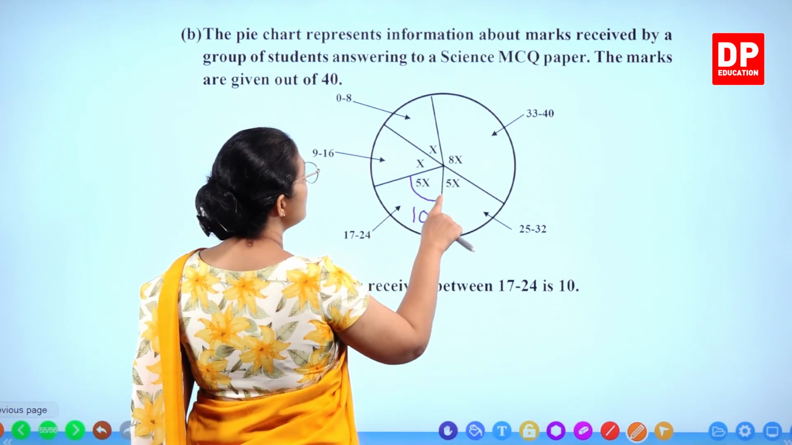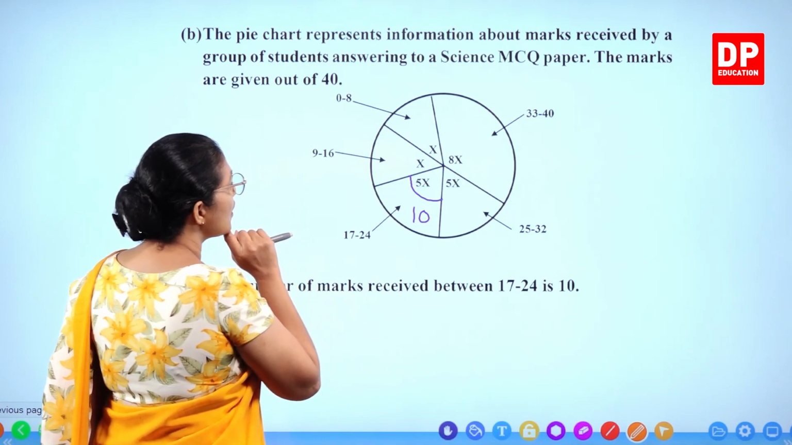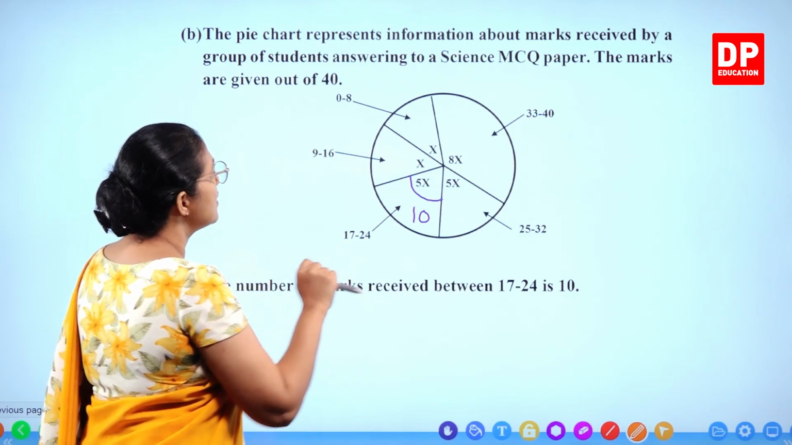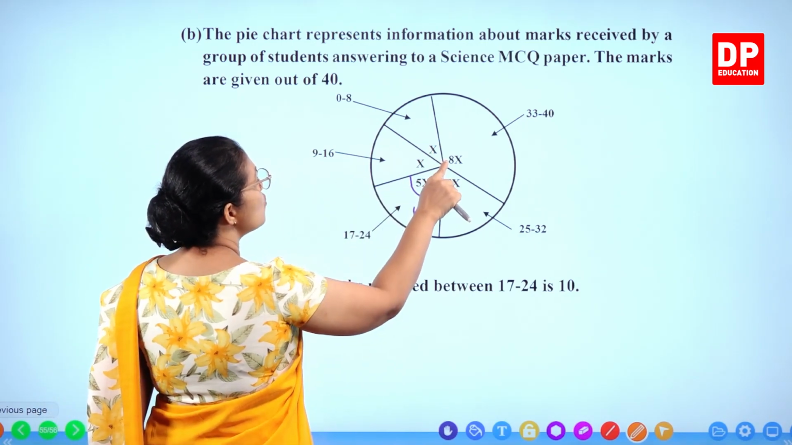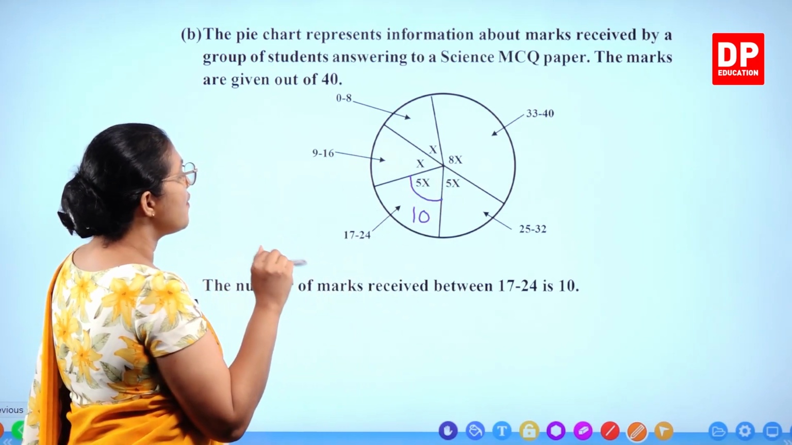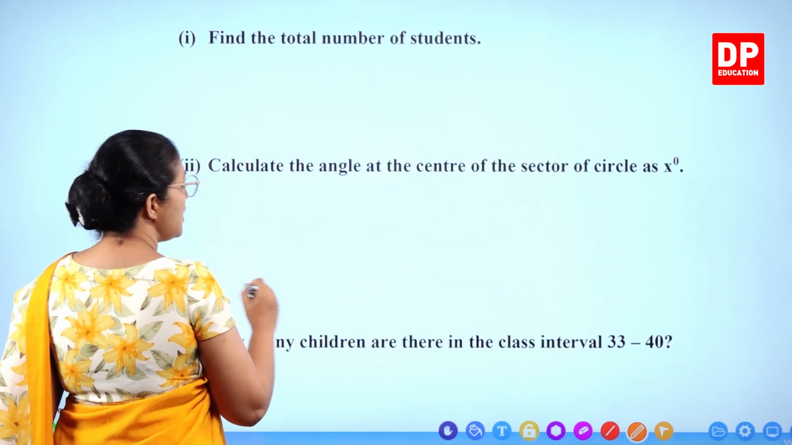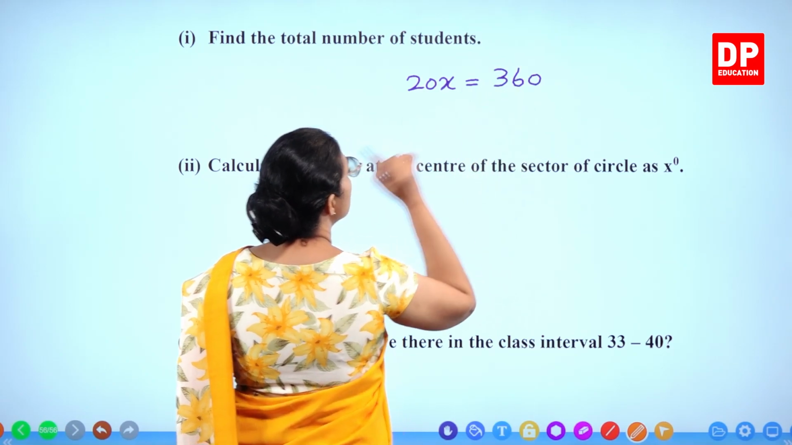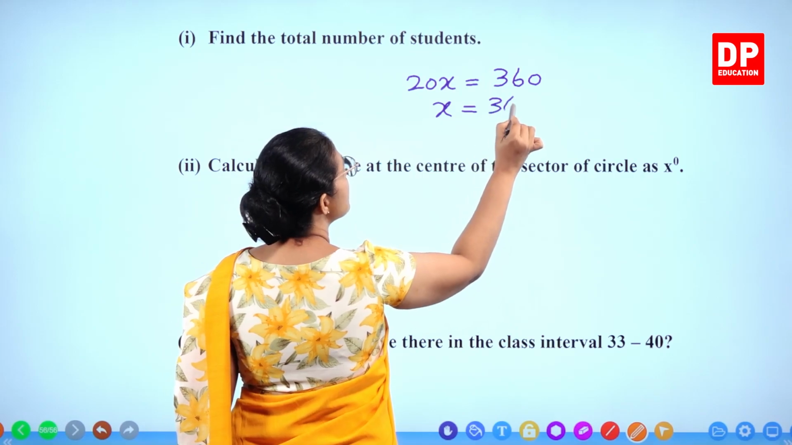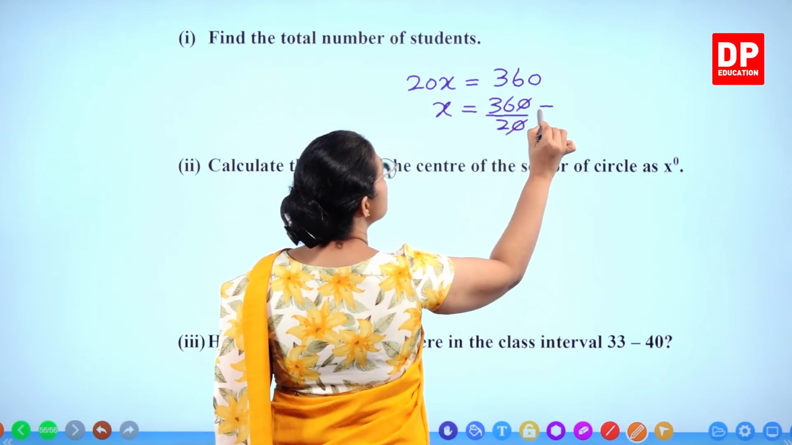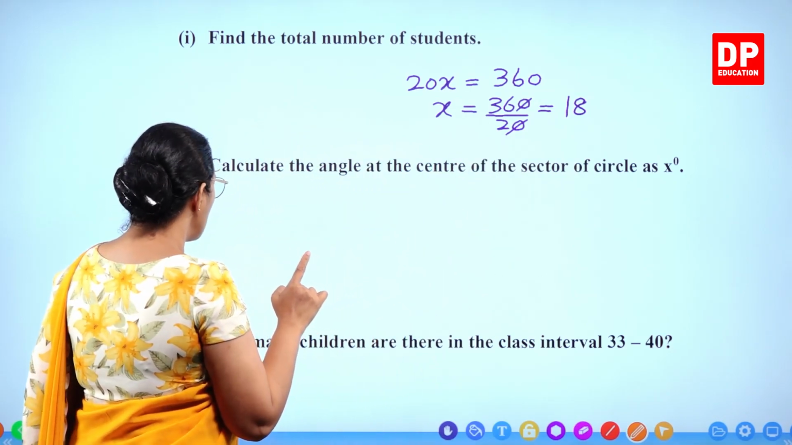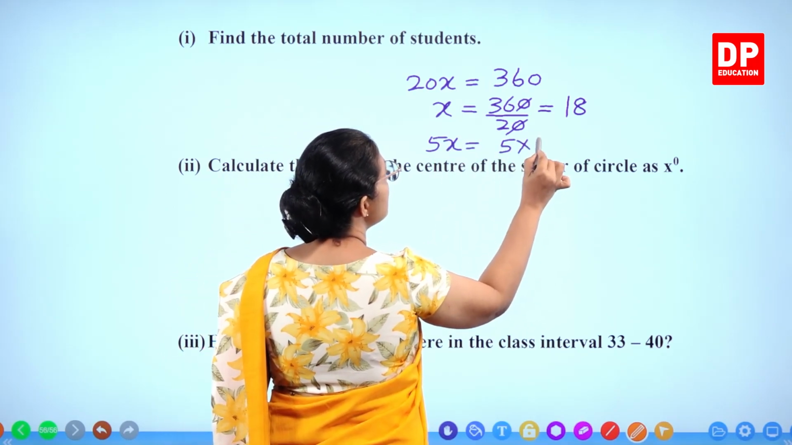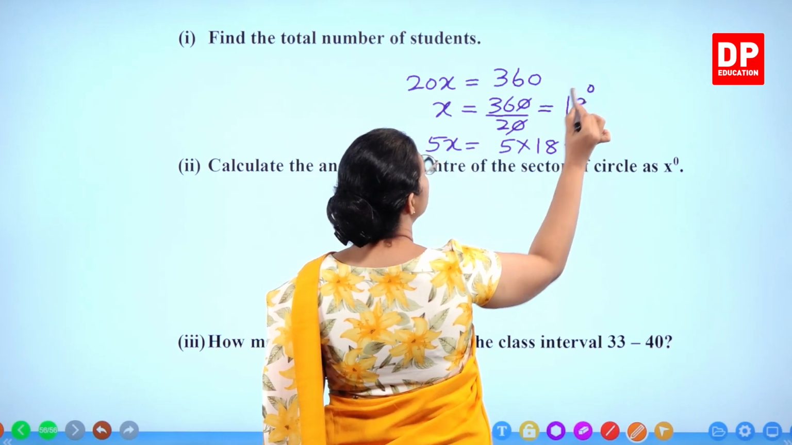So first we have to find what the total is. Here 5x, 5x, here 10x, 10, 11, 12, 12 plus 8, 20x is 360. So 20x is 360 degrees. And what is x? 360 divided by 20. That's 18. X means 18. So 5x means 5 times 18, this is the angle.